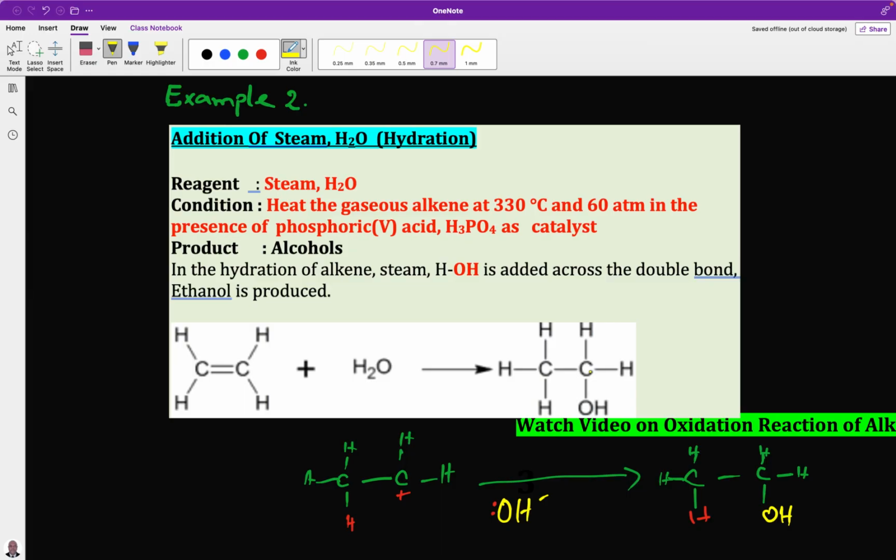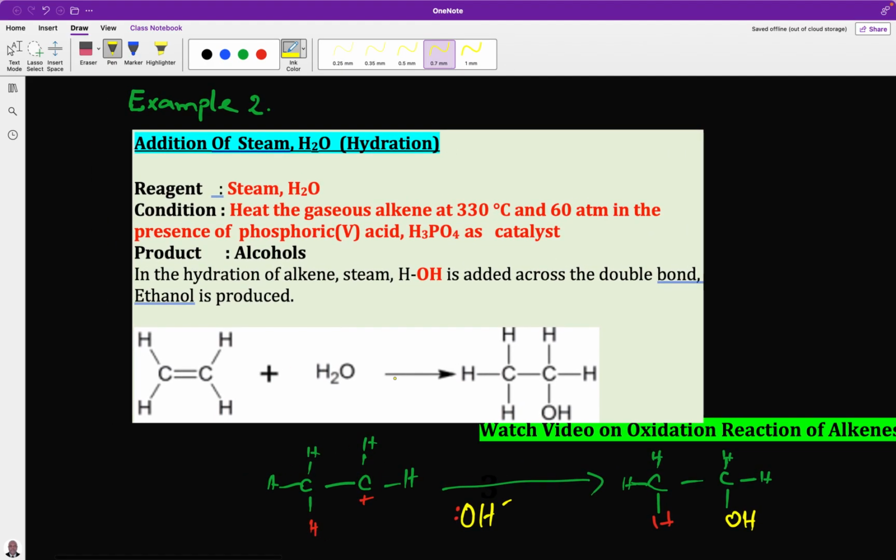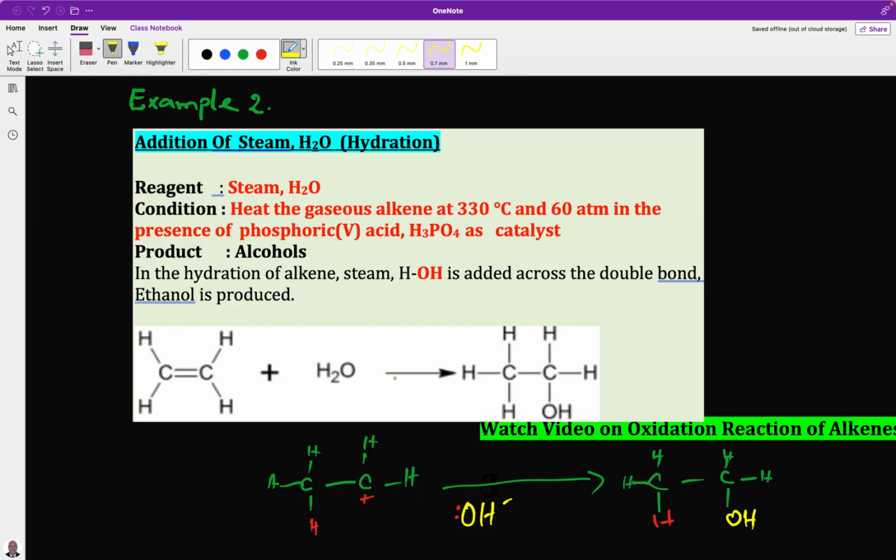So that is the same mechanism. Watch our video on oxidation reaction of alkenes. Our next video will be the oxidation reaction of alkenes.